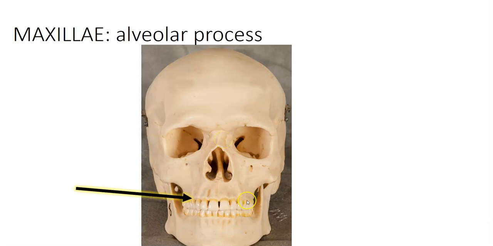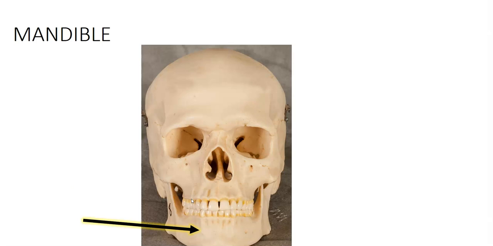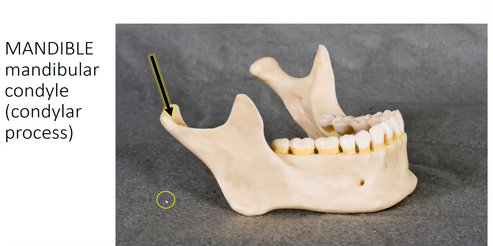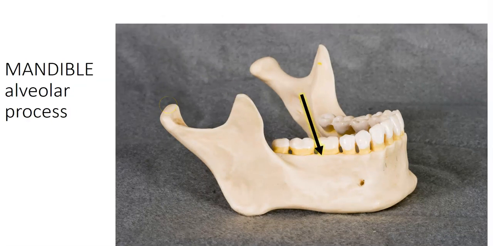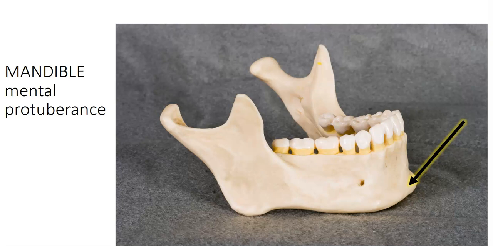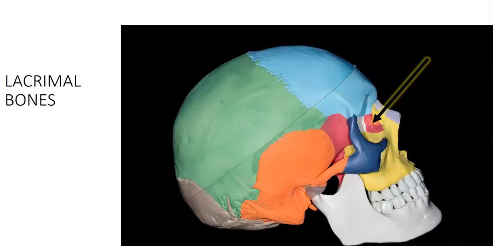The teeth are in sockets, which we call the alveolar processes. Alveolar means sac. Here's the mandible. This is the mandibular condyle that connects to the temporal bone. Here is the coronoid process for muscle attachment. Again, the mandible has alveolar processes, just like the maxilla. Here's the mental protuberance, the chin.